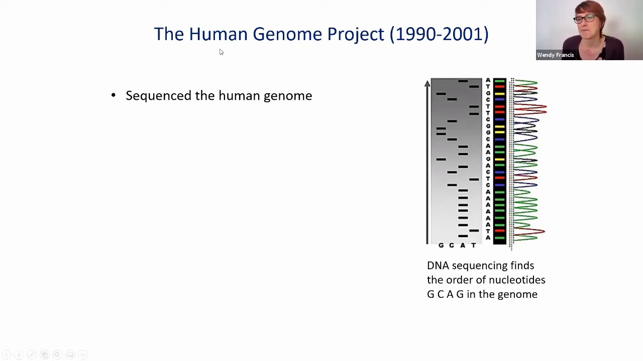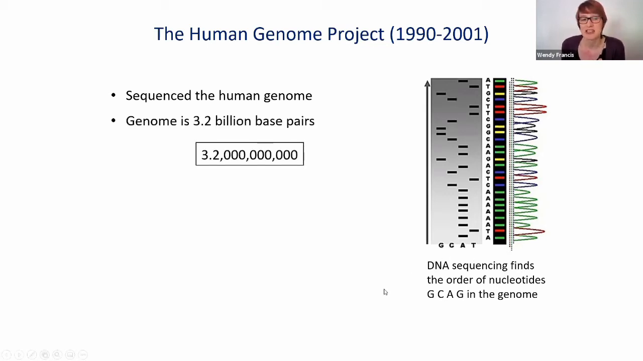It was a particularly ambitious project. It was run in the 1990s. It cost Lord knows how much money to do. But basically, the Human Genome Project sequenced the human genome. And when we talk about sequencing the human genome, basically, we're just trying to find the order of the nucleotides within the genome.